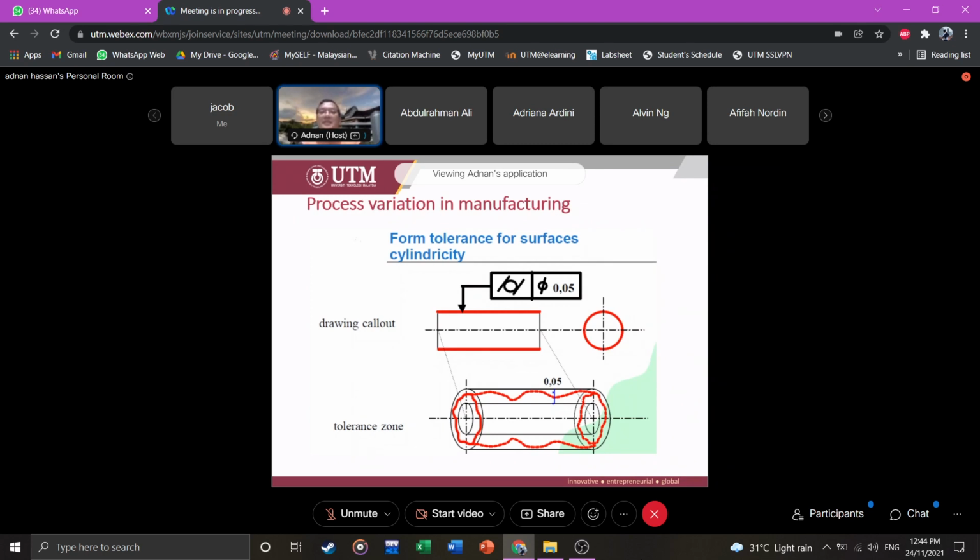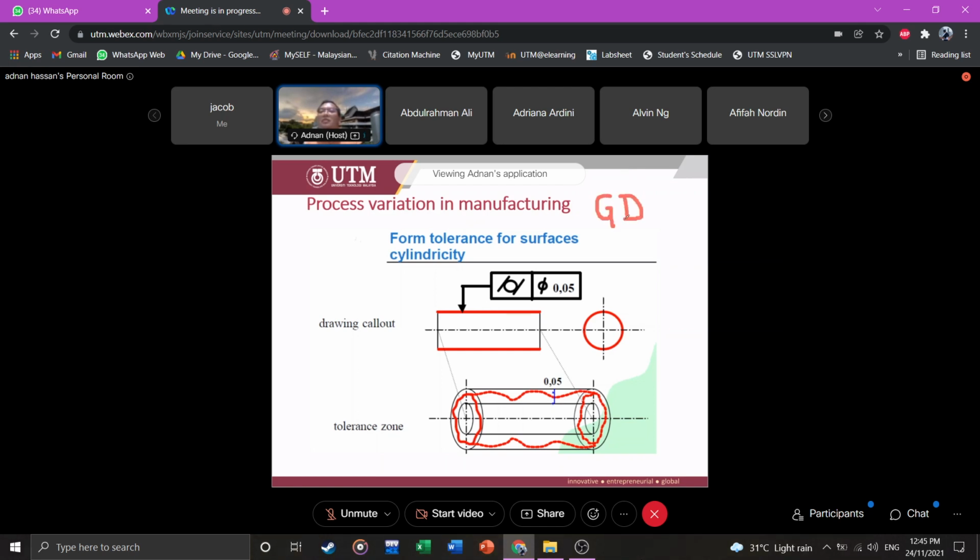Okay, are you familiar with this design? What is this? Cylinder. It is like a technical drawing, right? It's a technical drawing showing cylinder. So it shows the cylindricity. Okay, this is a part of GD&T. Have you studied GD&T?